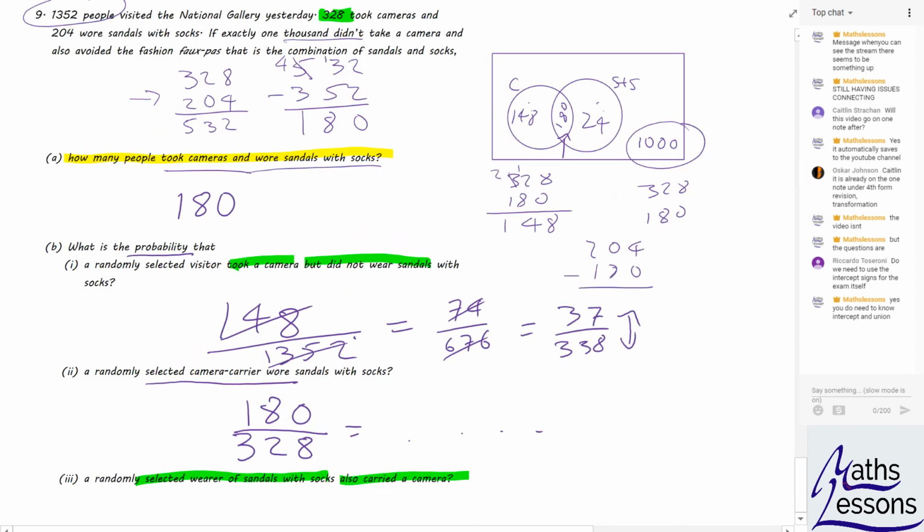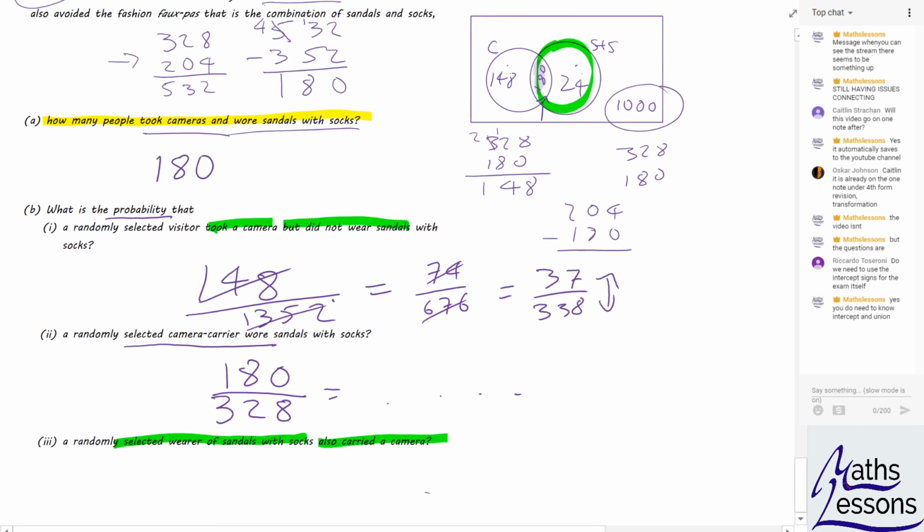So we know we've got a wearer of sandals with socks. So let's just highlight the sandals with socks group. So that's that group there. But they also carried a camera. So that's this group here. And we know there are 204 who wore sandals with socks. So it's out of 204, there are 180 that carried a camera. So that's our probability.